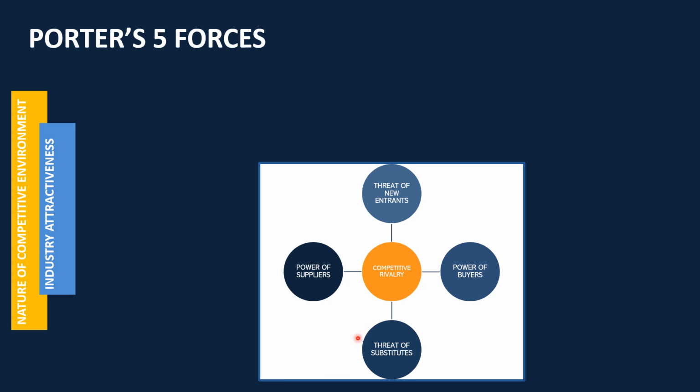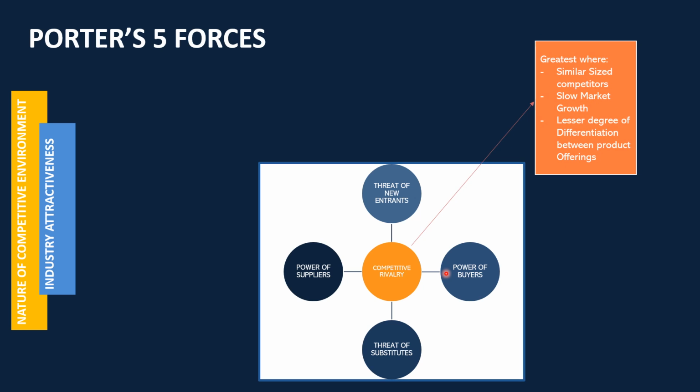The first one is the rivalry. So, rivalry amongst competitors. Here, high rivalry will induce firms to reduce price and to improve quality in order to maintain and increase their market share. This may reduce the profit margins. Usually the intensity of existing competition is highest when competitors are similar sized, the growth in the market is relatively slow, and there is lesser or no differentiation between the product offerings.